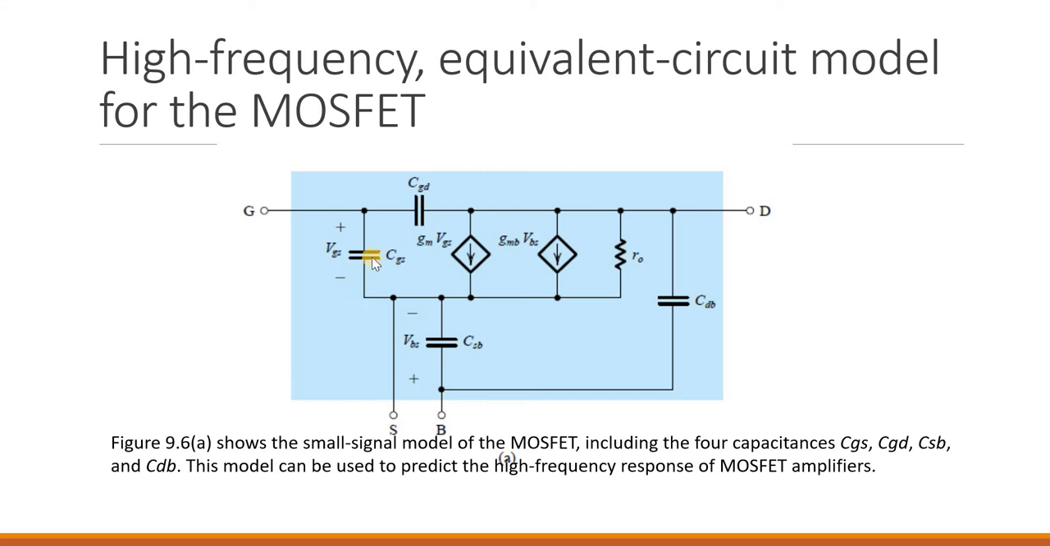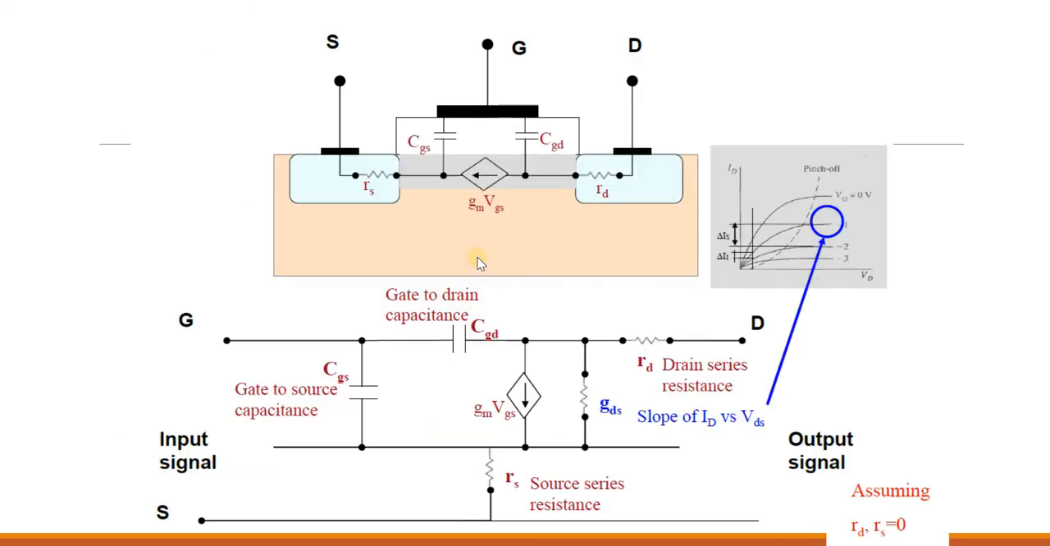See, CGD, CGS. This is basically a small signal model of MOSFET only. Between the gate and the source we apply the input signal VGS, and on the output side you have an independent current, that is GM into VGS, and here you are going to obtain the output signal, that is between drain and the source. And see how this is being derived.